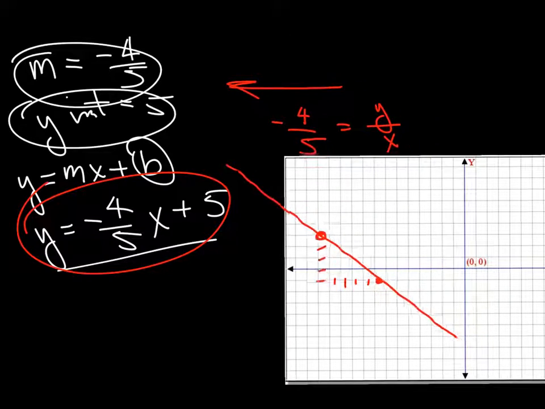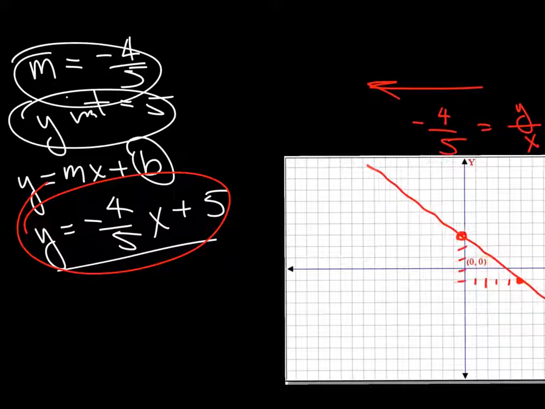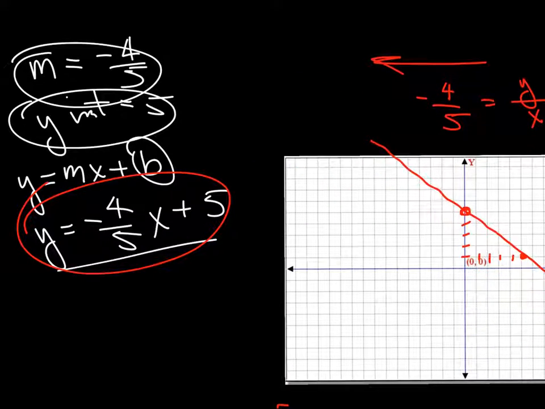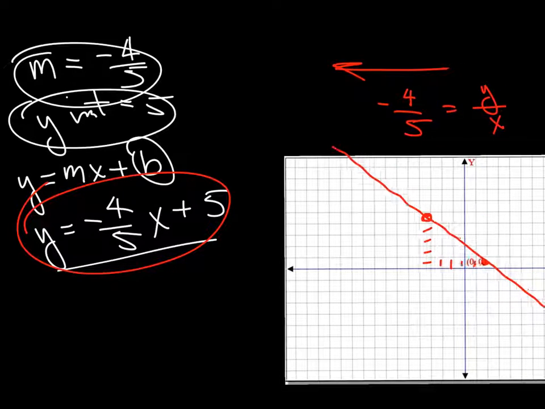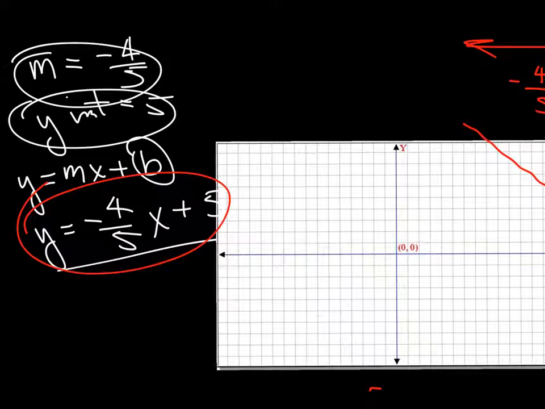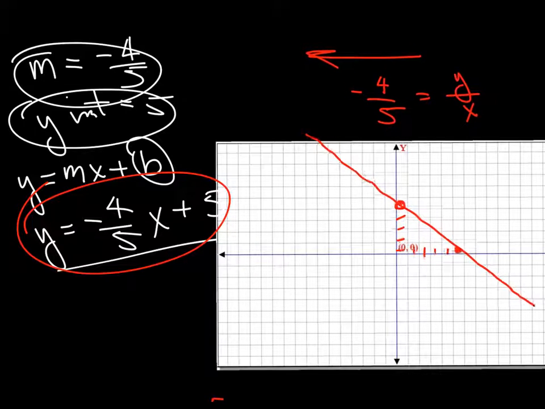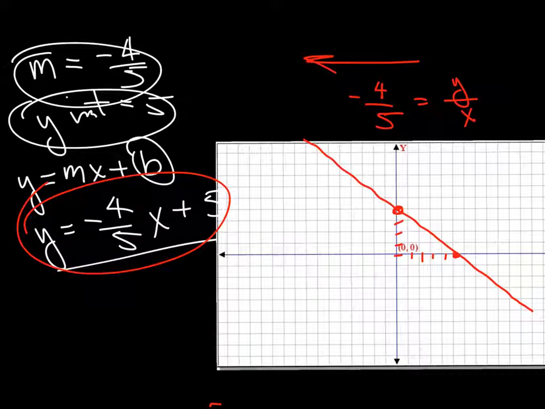Let me move the graph back into the right place. I think it was right there. There we go. Now, given this equation, how do I know that the 4 is negative instead of the 5? Well, let's make the 5 negative and see what happens. Let's make it 4 over negative 5.